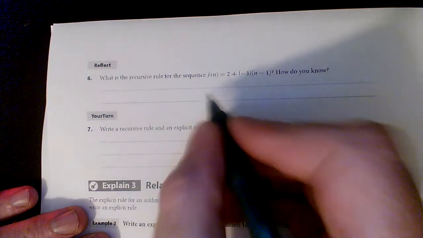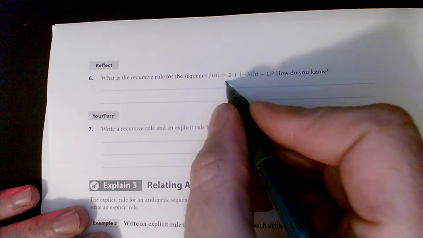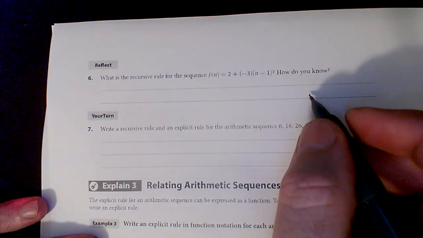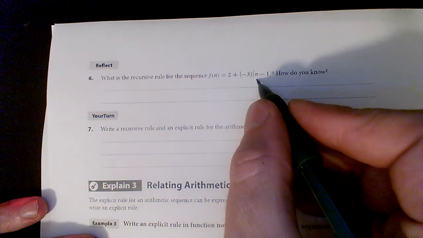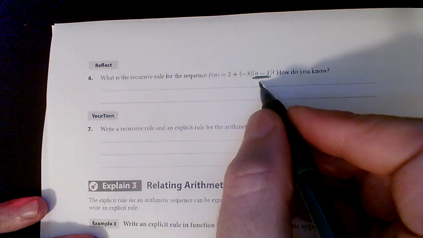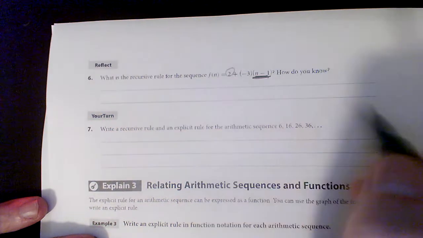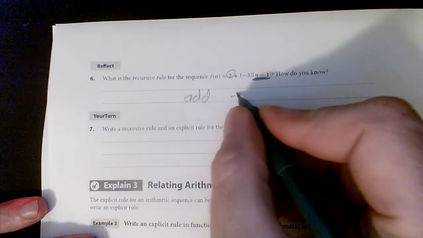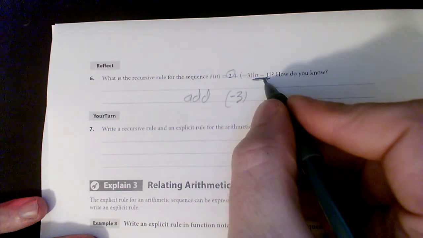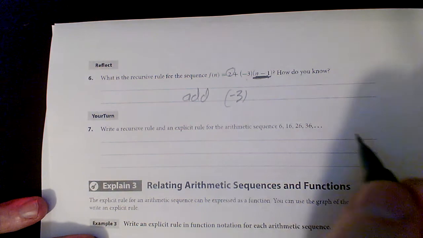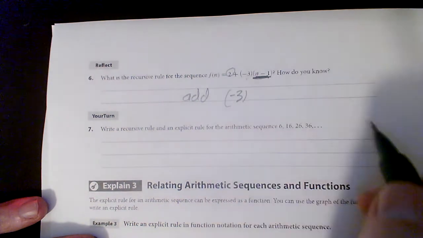What is the recursive rule for this sequence right here? How do you know? It is this: it is 2. There's my start. The recursive rule is to add -3, because that is what changes every single time. As I go up, I go down 3. There's my start and my rule, right, a recursive. So here we go.